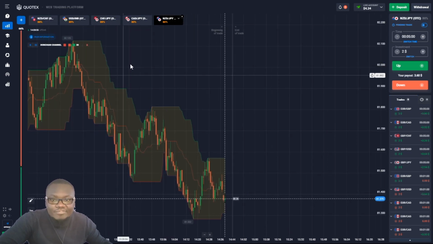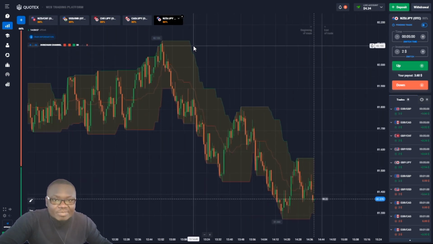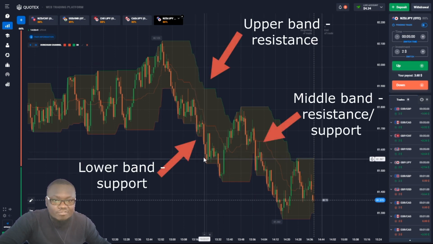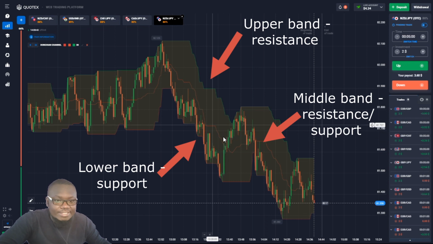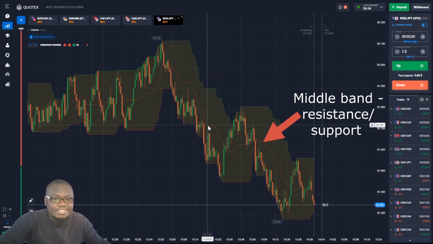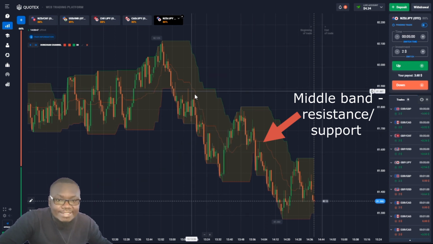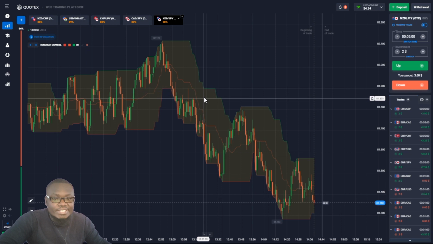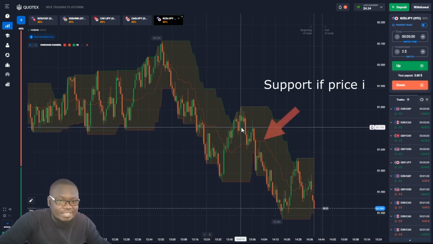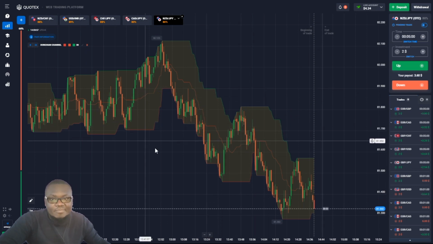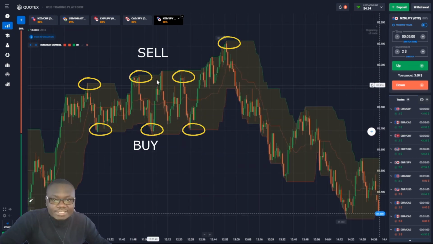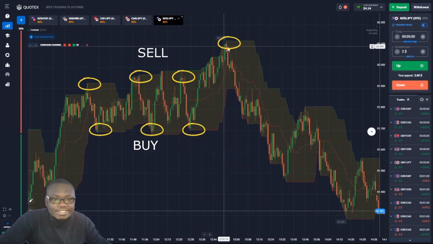It has well-defined bands. The upper band is our resistance level, the lower band is our support level, and the middle band is just a moving average that shows us the direction of the asset. It can also act as a resistance level if price is below it, and as a support level if price is above it. So literally what we'll be doing is buying on these levels and selling on these levels.